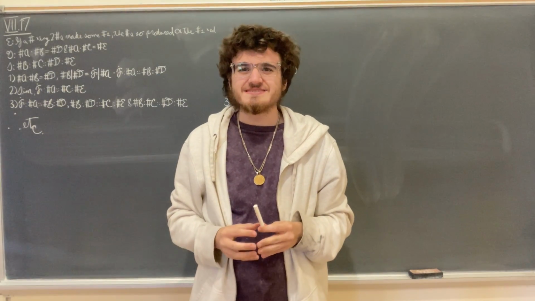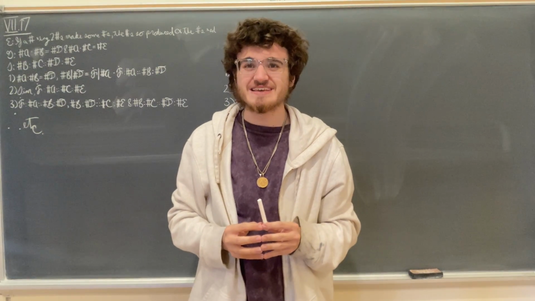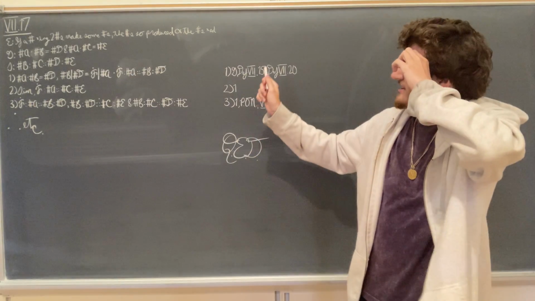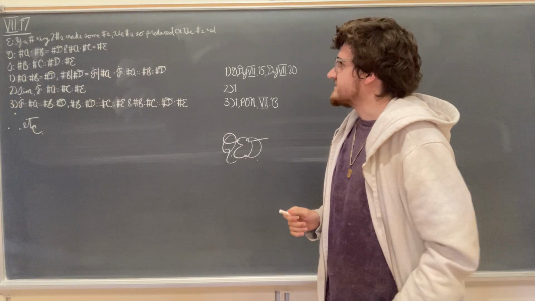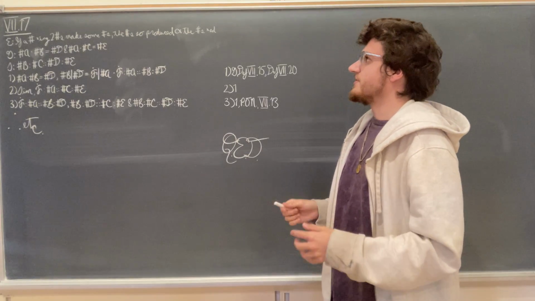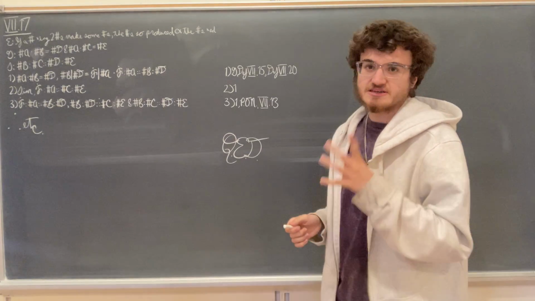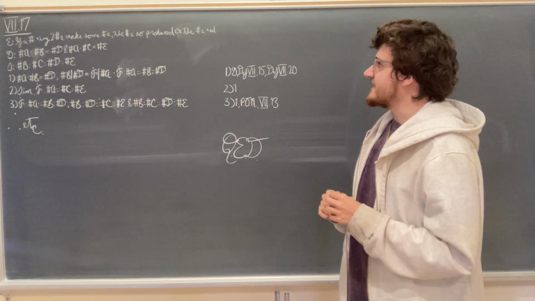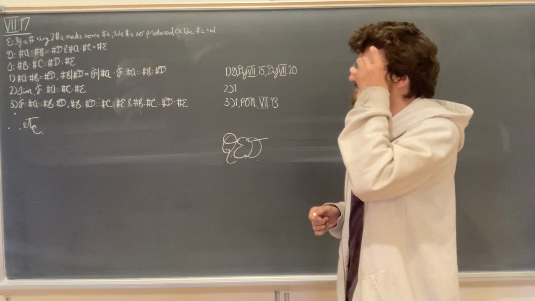Hello, this will be a demonstration of Proposition 17 from Book 7 of Euclid's Elements, which says that if one number multiplying two numbers makes some other numbers, then the numbers so produced, that is the products, will have the same ratio as the numbers which are multiplied.